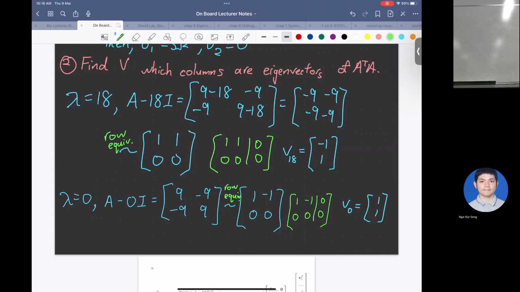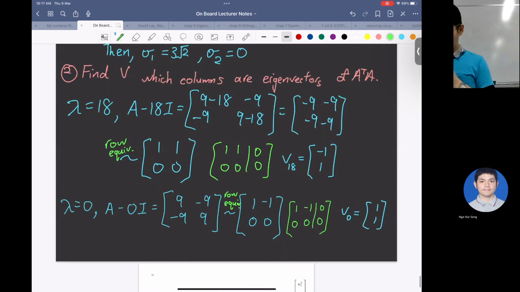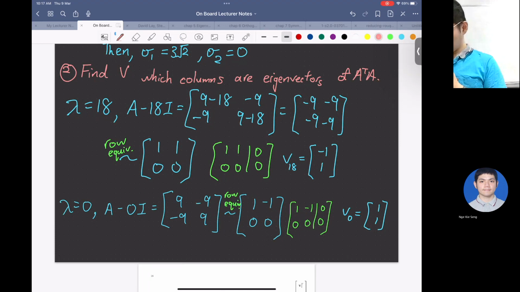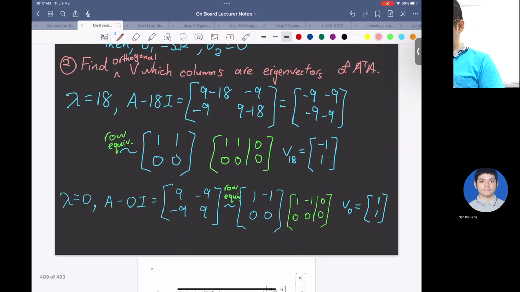Has everyone got the eigenvectors yet? Is this the eigenvector you want? Are they orthogonal? They are orthogonal, but they are not orthonormal yet. We want an orthogonal matrix for V. I haven't pointed out the key point here: we want to find an orthogonal V. So that means we cannot stop here. We need to normalize it. So take the normalization.